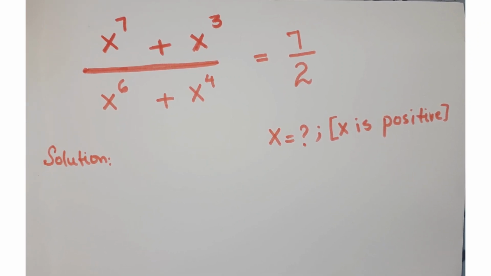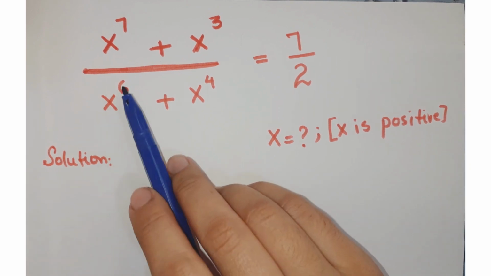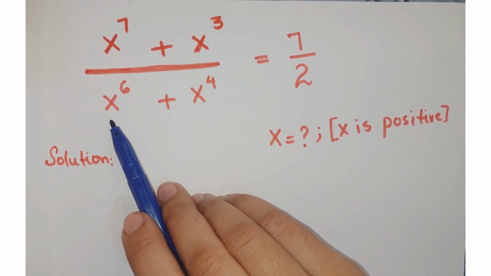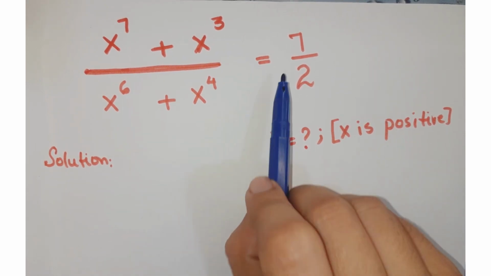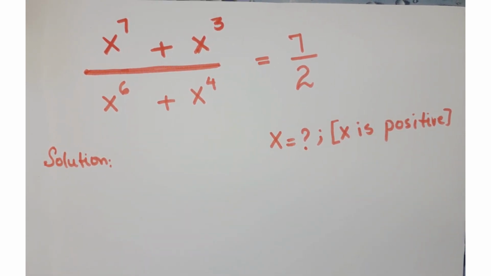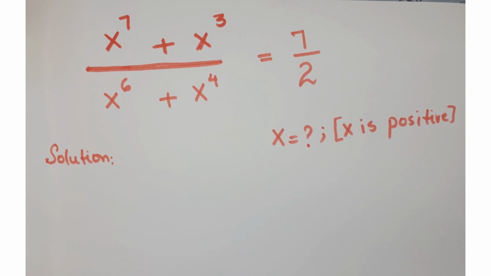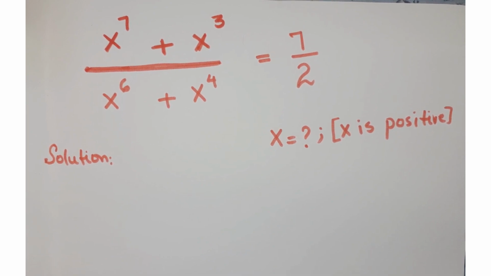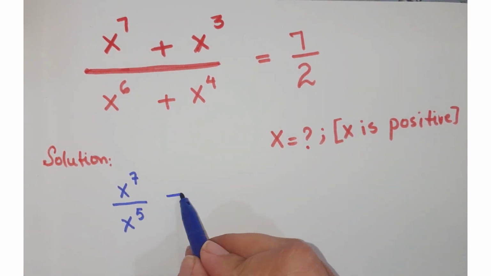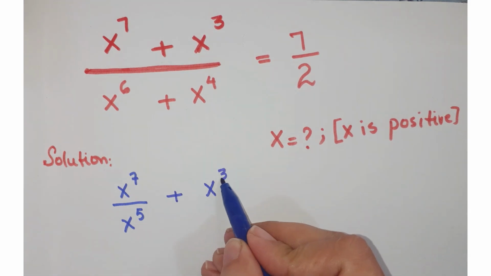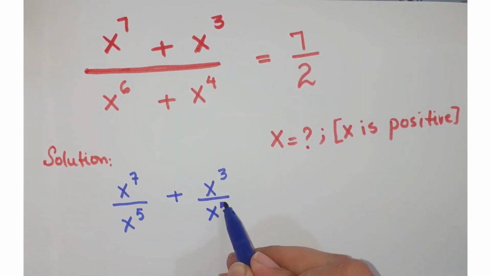Now look at this equation. The question is (x^7 + x^3) upon (x^6 + x^4) is equal to 7 upon 2, and we have to find the value of x. Now let's see how we proceed in this question. We will be dividing the numerator and the denominator by x to the power 5.